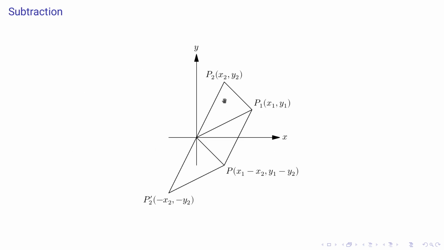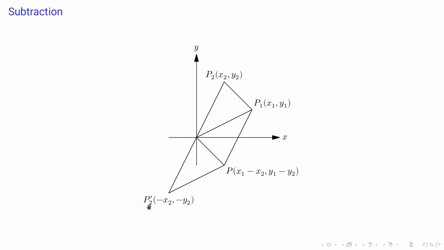Now we are going to subtract two complex numbers. So we have P1, which is (x1, y1), and we have P2, which is (x2, y2). What we can do is take a negation of P2, that is (minus x2, minus y2). Once we have taken the negation of this, we can do the same as addition with P1 and P2.